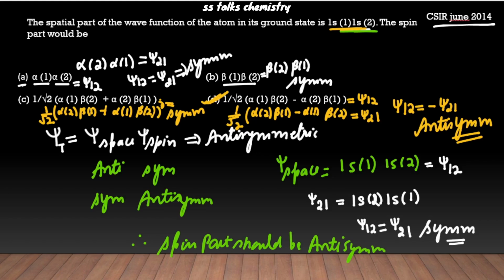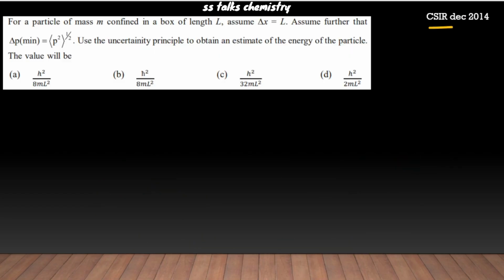Okay, moving to the next question. CSIR December 2014: for a particle of mass m confined in a box of length L, assume that delta x is L. Assume further that the minimum uncertainty in momentum, delta p, is given as p square raised to the power of half. Use the uncertainty principle.